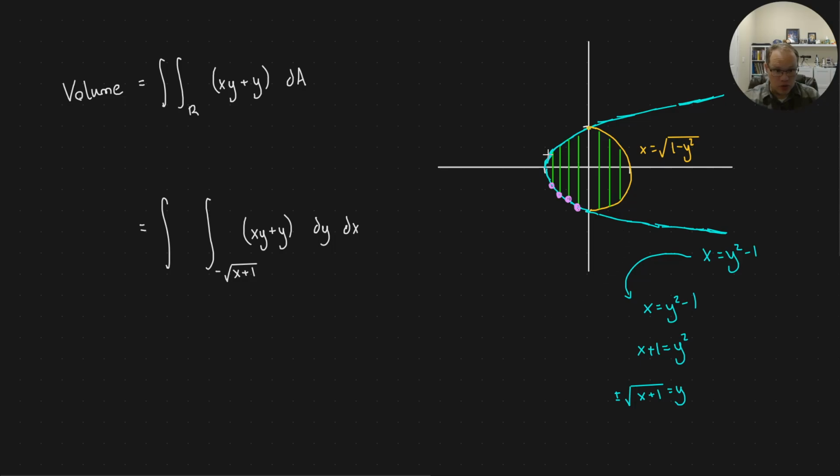And then we go to the top half of the parabola. Each one of these slices on the left side ends at the top half of the parabola. That's y equals positive root x plus 1, because in both cases it's a parabola, so it's the same equation. But the bottom half is where y is negative, so we use the negative root. The top half is where y is positive, so we use the positive root.